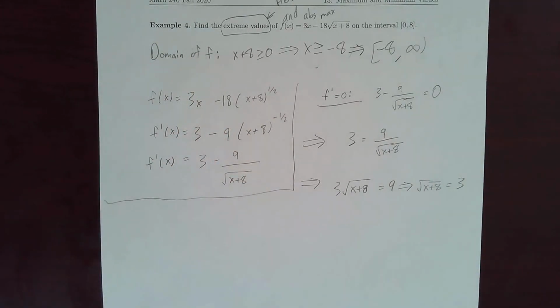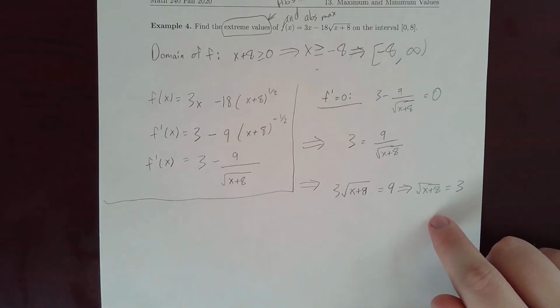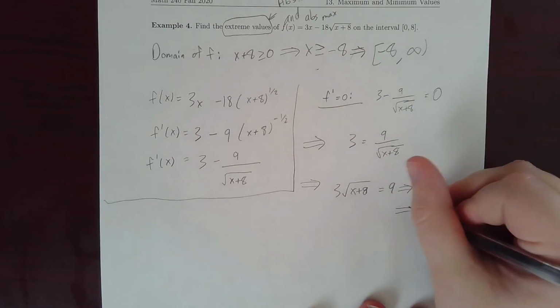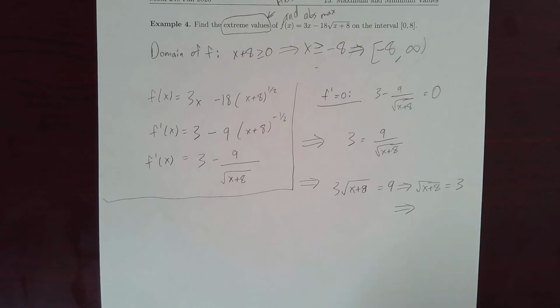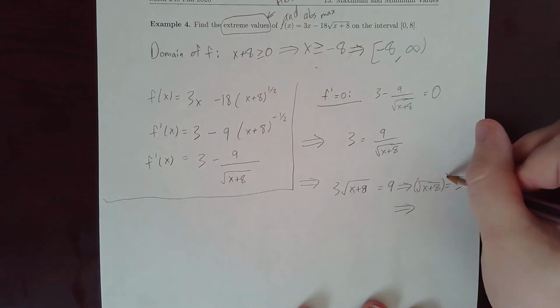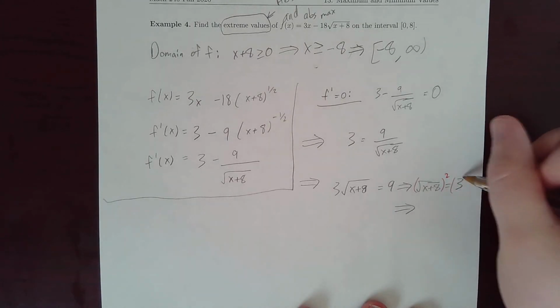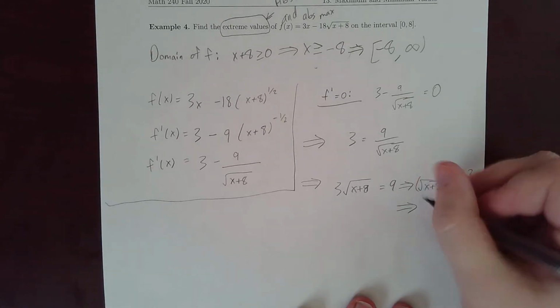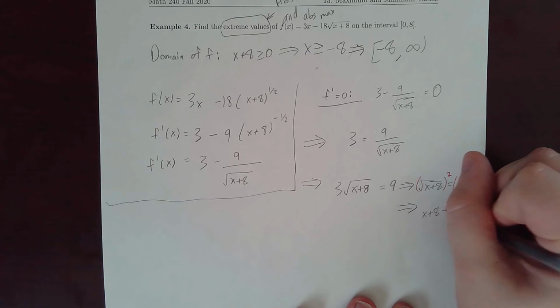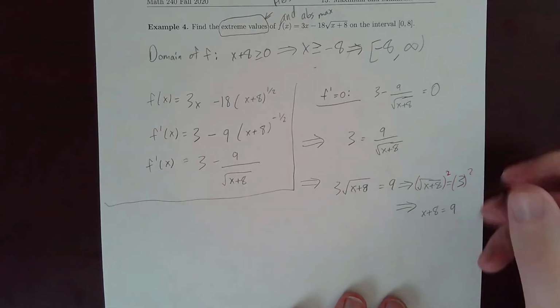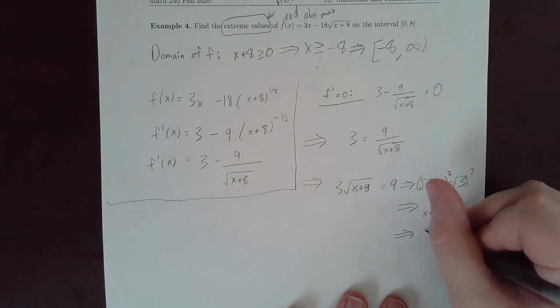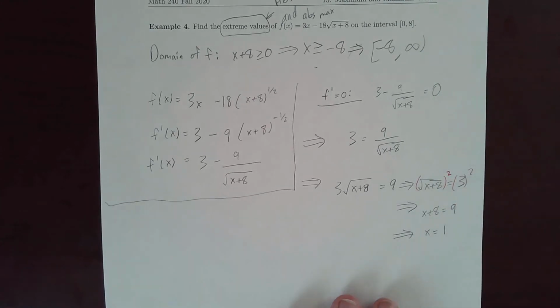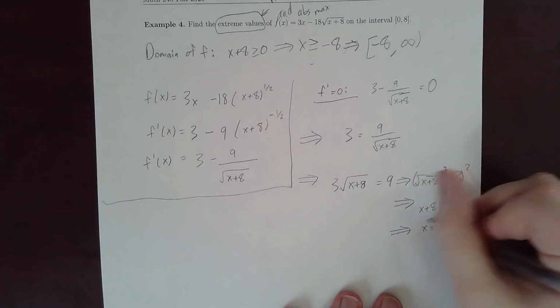Now, our next step will be to square both sides to get rid of the square root. So when we square both sides, we end up getting x plus 8 equals 9. And so subtracting over tells us that x equals 1 will be one of our critical points.